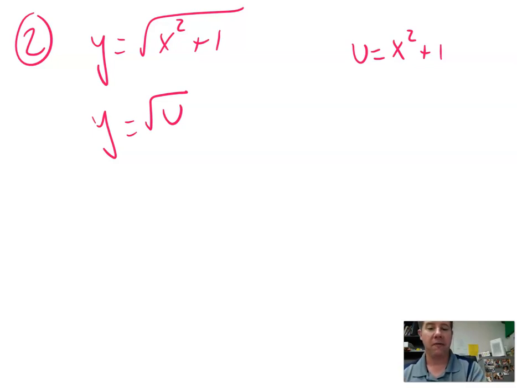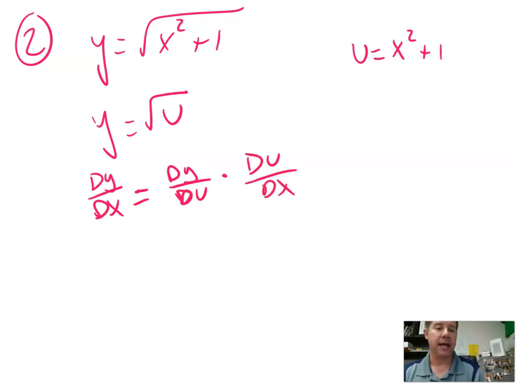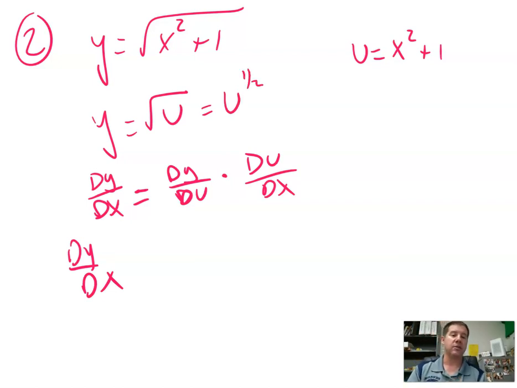So if I now want to find the derivative of this, I'm going to take the derivative of y with respect to u, and then multiply that by the derivative of u with respect to x. So dy dx, the derivative of the square root of u, you might want to rewrite it as u to the 1/2 so that we can use the power rule. So this is 1/2 u to the negative 1/2. That is the derivative of y with respect to u.